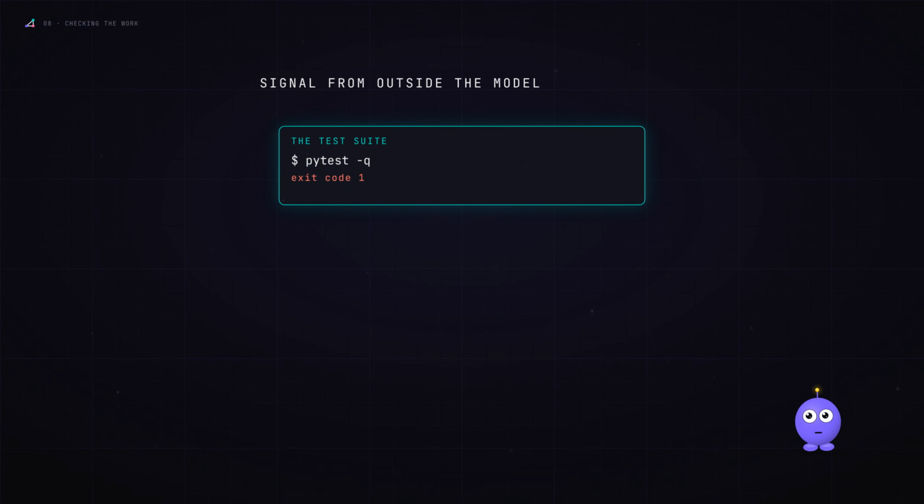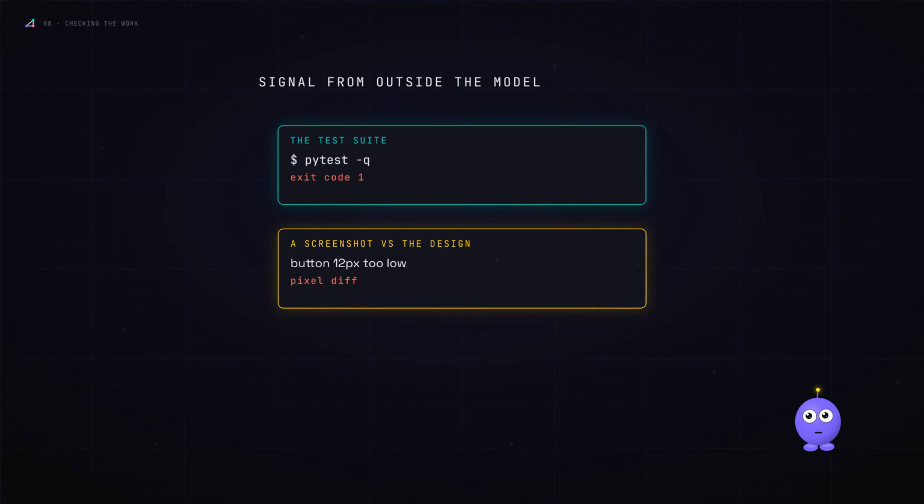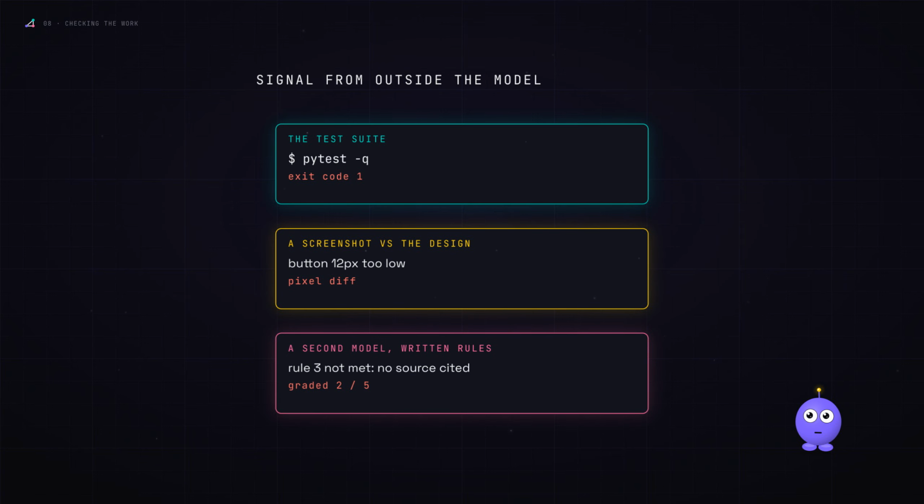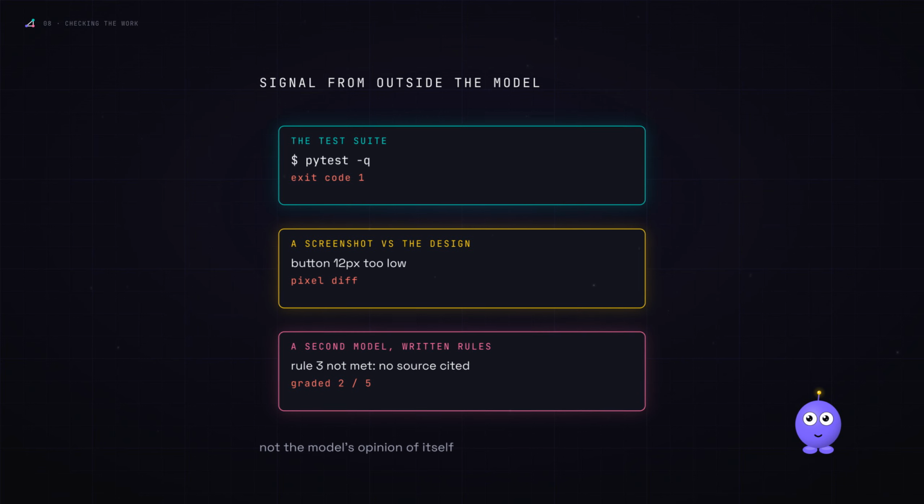Run the tests and read the exit code. Take a screenshot and compare it to the design. Have a second model grade the answer against written rules. The signal has to come from the world, not from the model's opinion of itself.